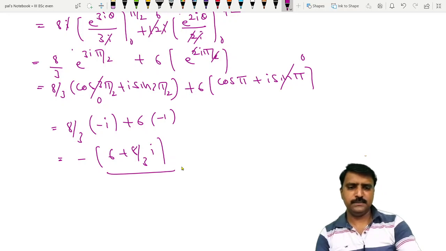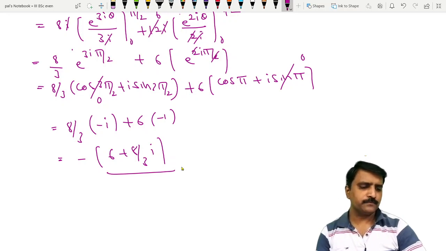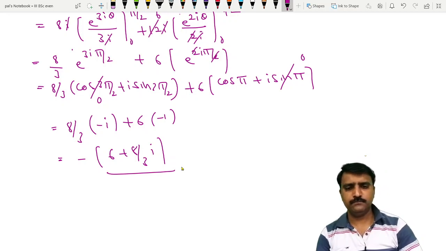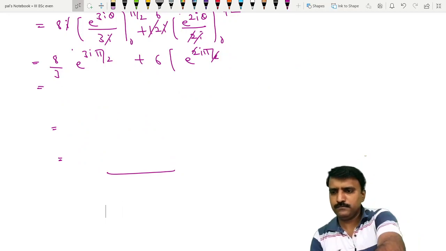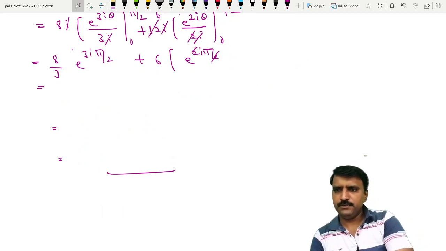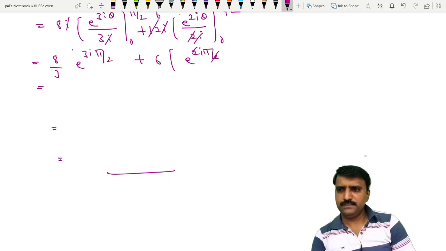6 plus... so you forgot to write the lower limit here. So this is minus the lower limit, e to the power of 0. And here also it is e power 2i pi by 2 minus e power 0.